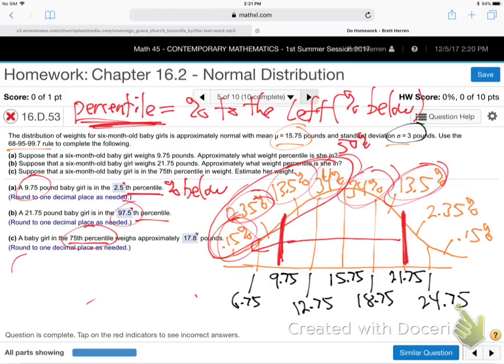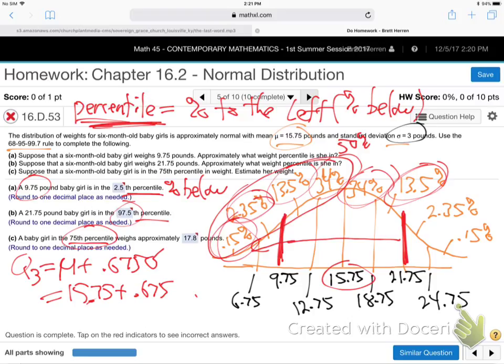So you just grab the old Q3 formula, which is mu plus 0.675 sigma, and the mu, the middle, 15.75. Notice I'm not even going to use the bell curve at all. When they give you 75, 25, you just use the Q1, Q3. Don't use the bell curve at all. What's the sigma? They told me somewhere up here, 3. Hit the buttons on your calculator. I'm sure you get 17.8. Does that make sense on that?